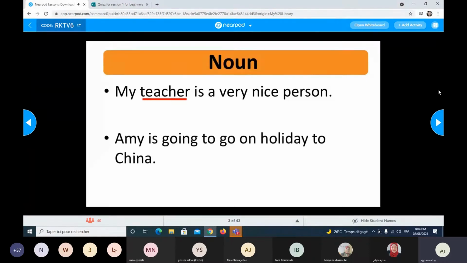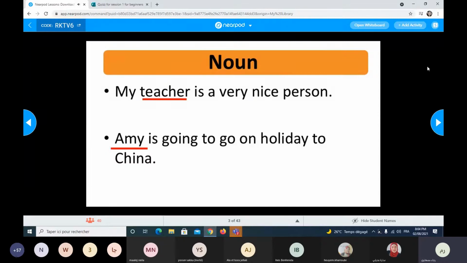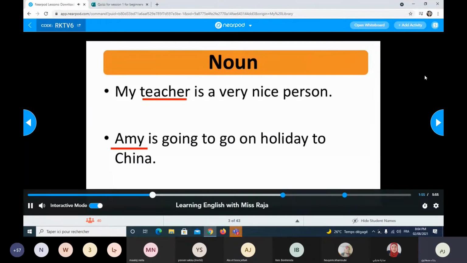Amy is going to go on holiday to China. There are 2 nouns in this sentence. The first noun is Amy because it's a person's name. The second noun is China because it is the name of a place.